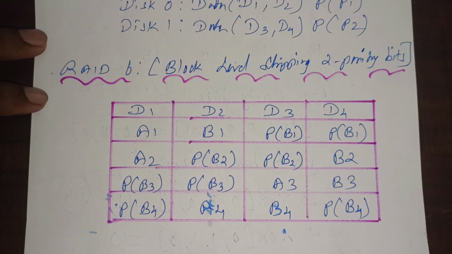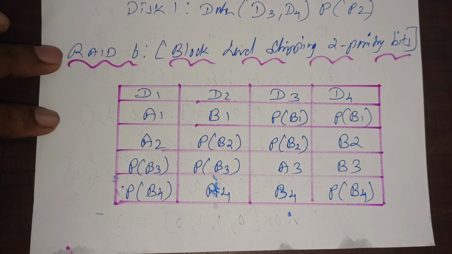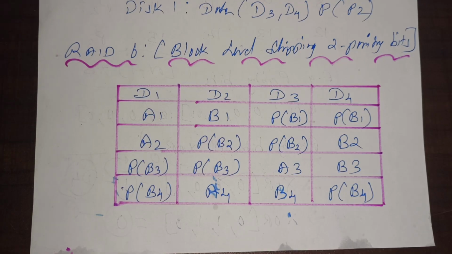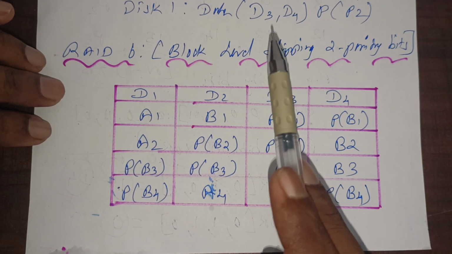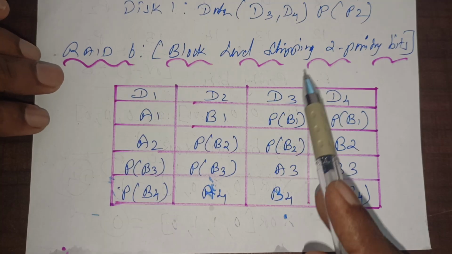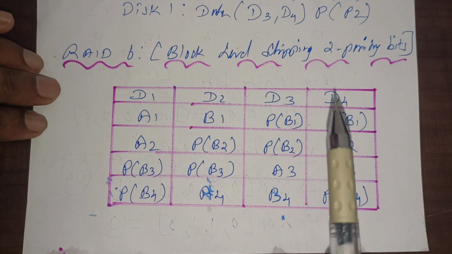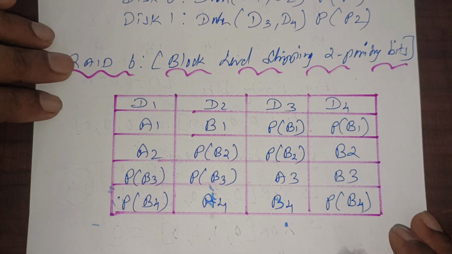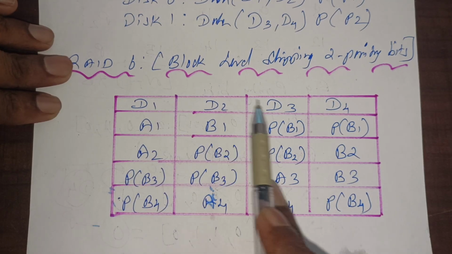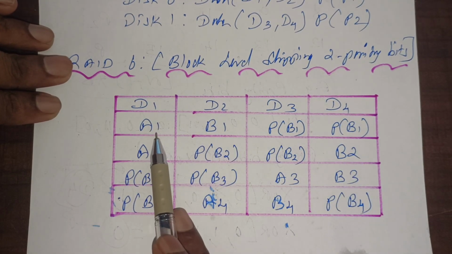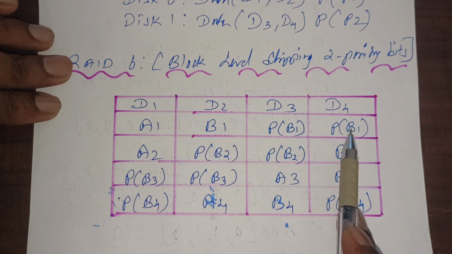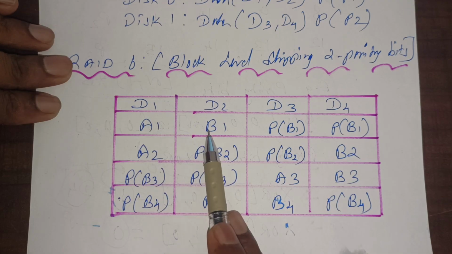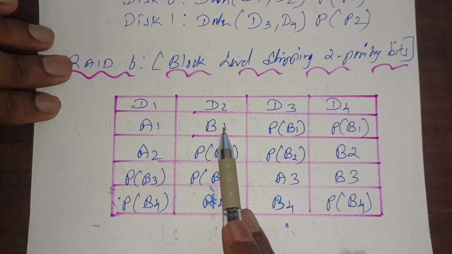Let me get into RAID number 6. By seeing this table, you can differentiate the difference between RAID number 6 and 5. Here it is block level striping with distributed parity, that is the previous one, but here 2 parity bits for one particular data. See here, you can see disk 1, disk 2, 3 and 4. We have data A1, data B1, but the parity bit in both disks we are going to save for B1, parity of B1, parity of B1.